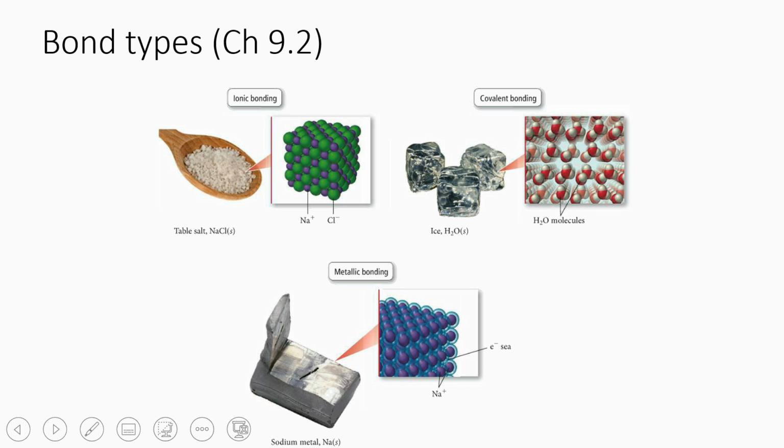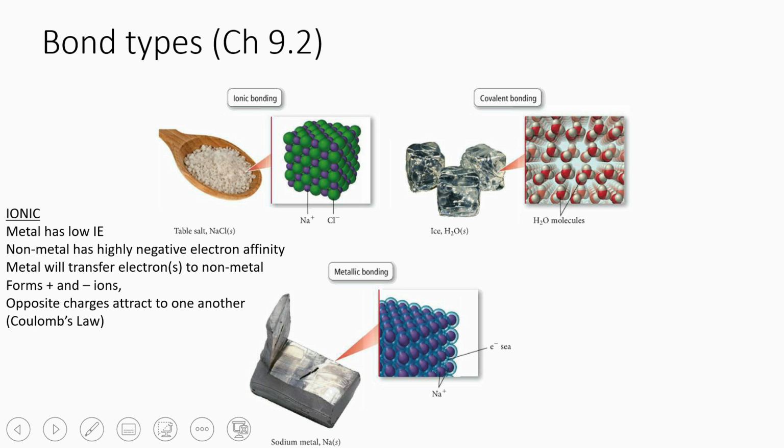This slide shows a visual of what these different types of bonding will look like. We can see over here on the left, we've got our ionic bonding. When you have ionic bonding, you're combining a metal with a nonmetal. So metals have low ionization energies. They're going to give up their valence electrons relatively easily, and they will form a positive ion. Nonmetals have a highly negative electron affinity. So they've got a high affinity for electrons. They're going to gain an electron and become negative. So the metals will transfer their electrons to the nonmetal, forming a positive and negative ion.